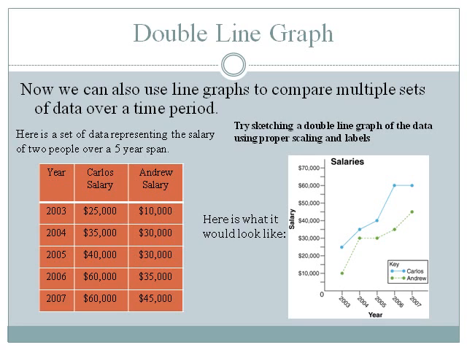This is a great way of analyzing the data and determining the differences and similarities between the two. As you can see from this data, Carlos' salary is always above Andrew's, and you can see how close they come at certain years.